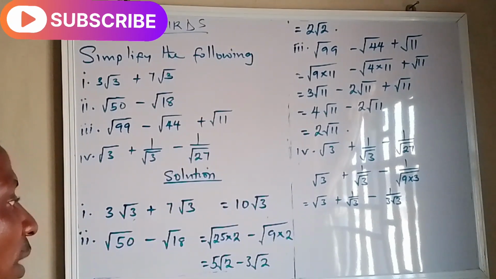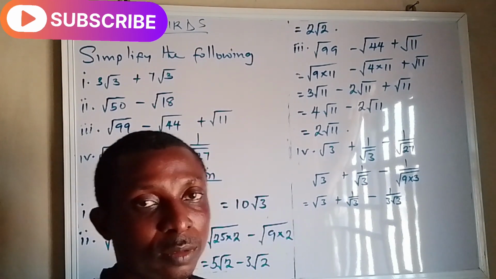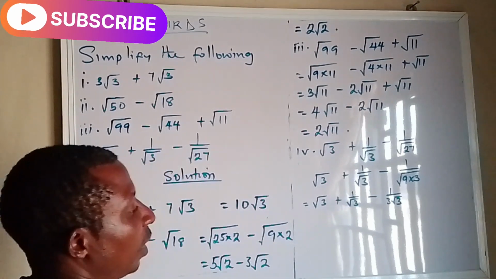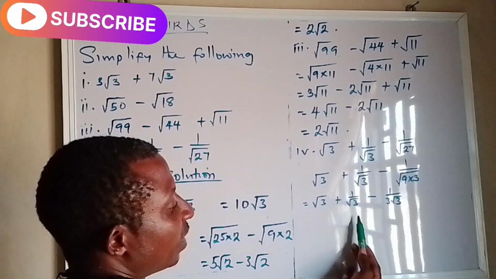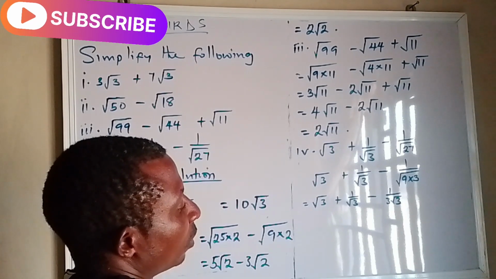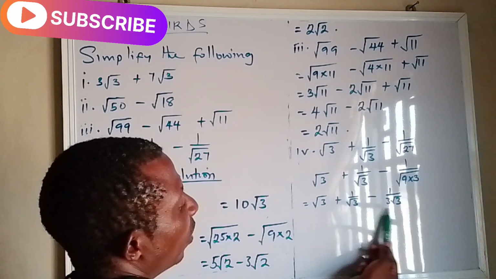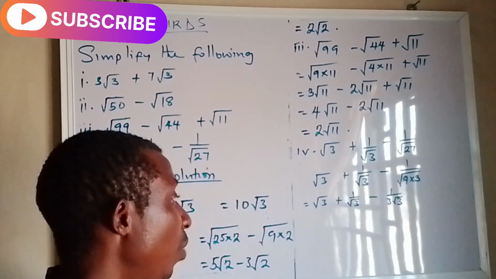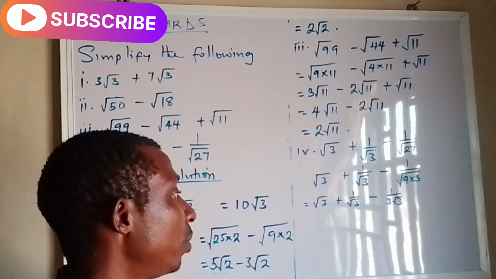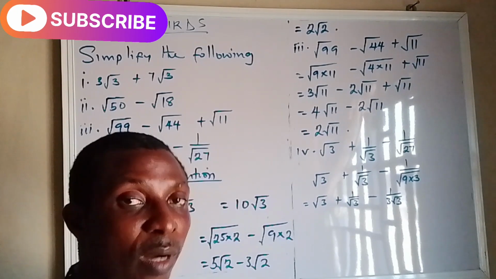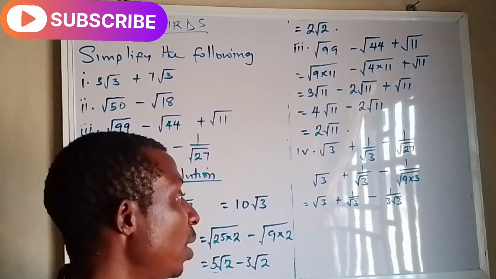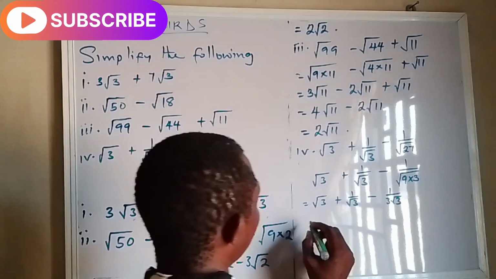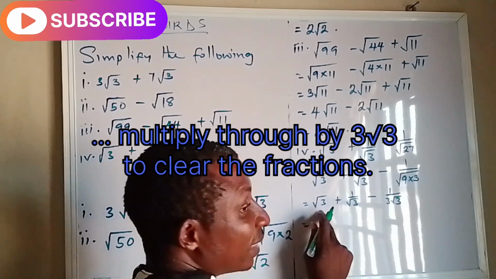Okay, so what I'm going to do now is to clear the fraction. To clear the fractions, I will multiply the whole expression by the LCM of the denominators. So we multiply through by 3 square root of 3. But in this case, we can multiply through by square root of 3. We'll still get what we want. But let's multiply by the LCM of the denominators. So that gives you, multiply this by 3 square root of 3.